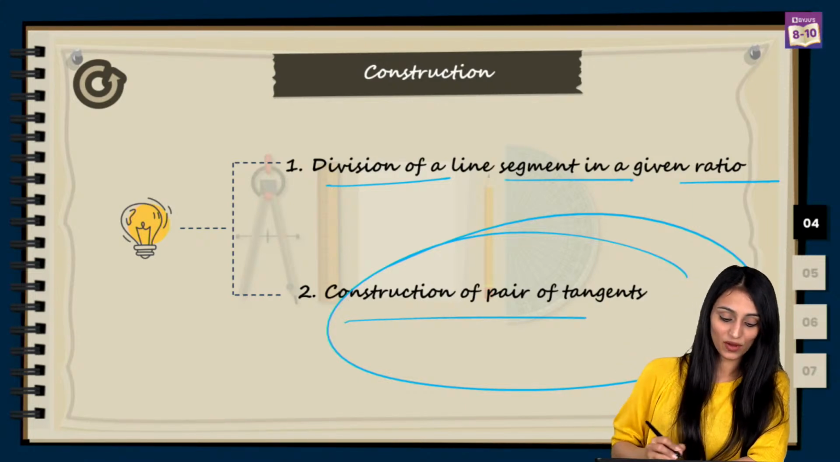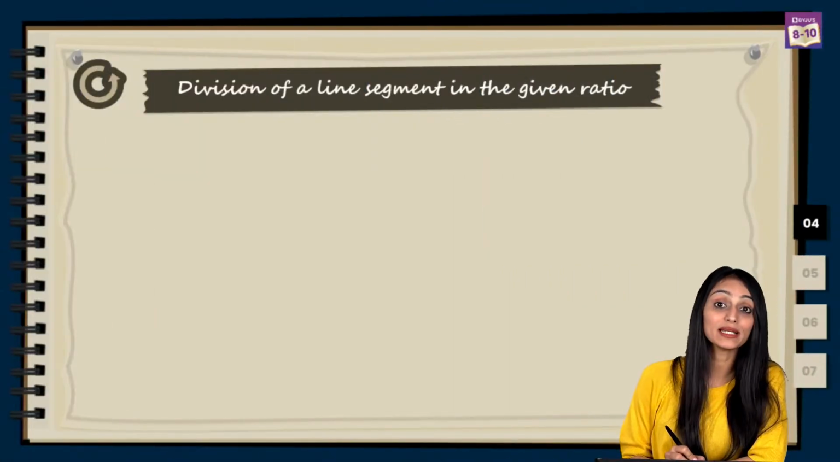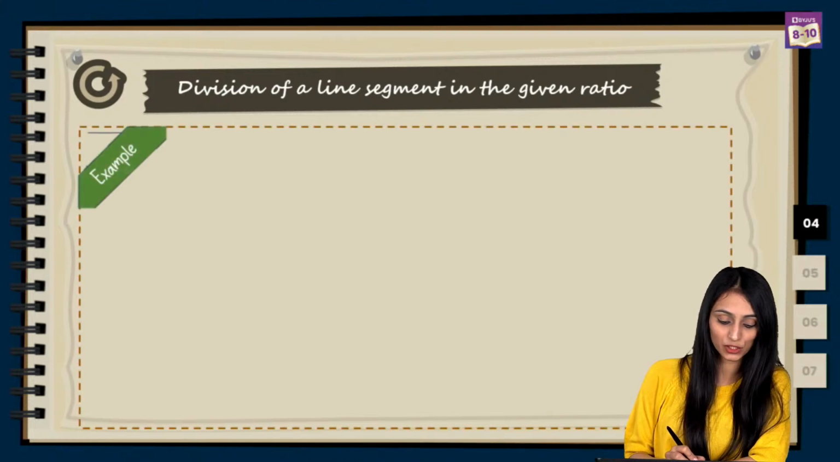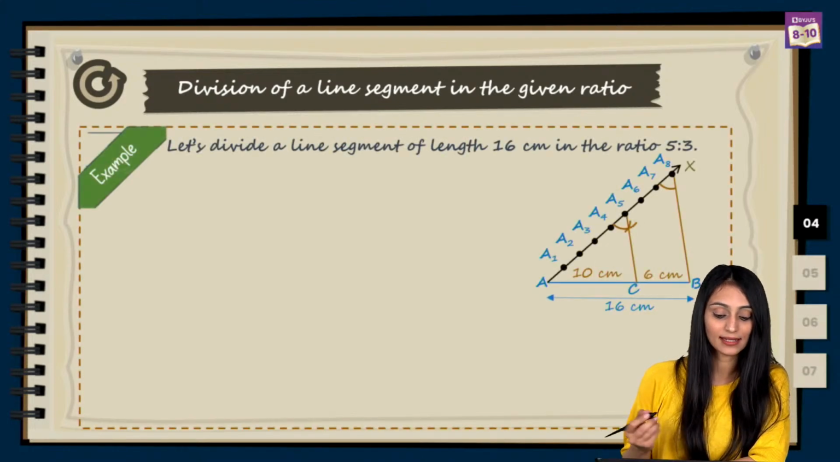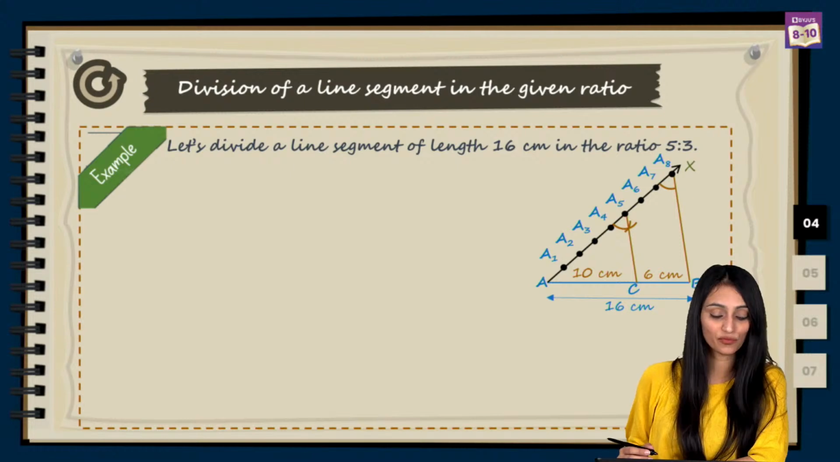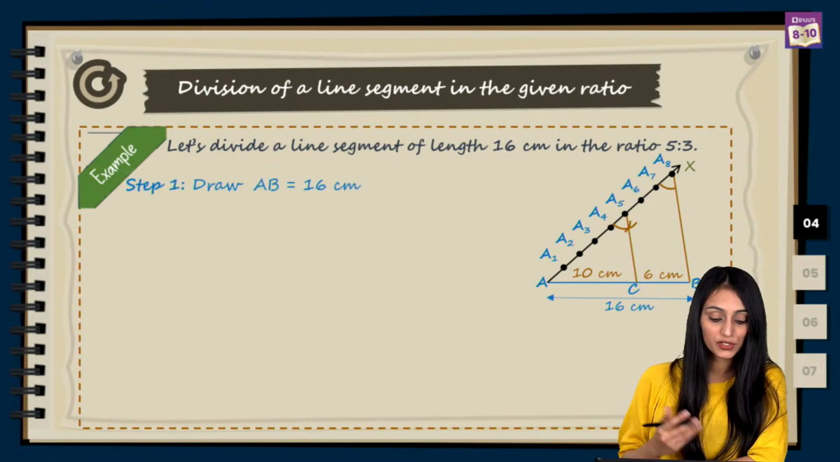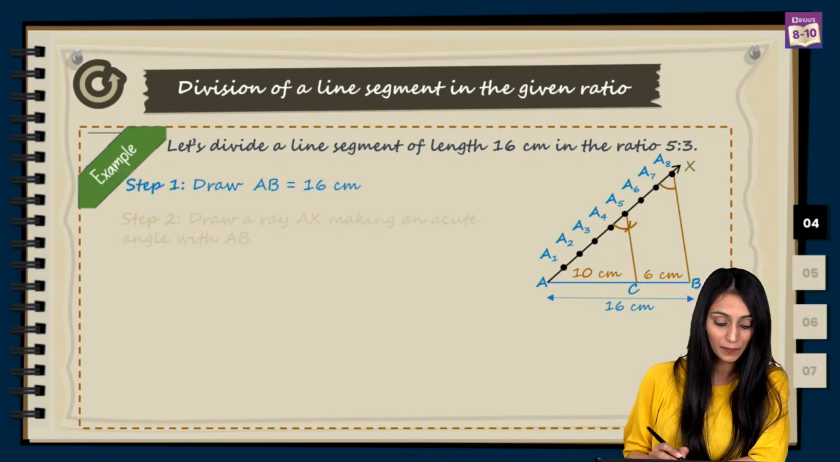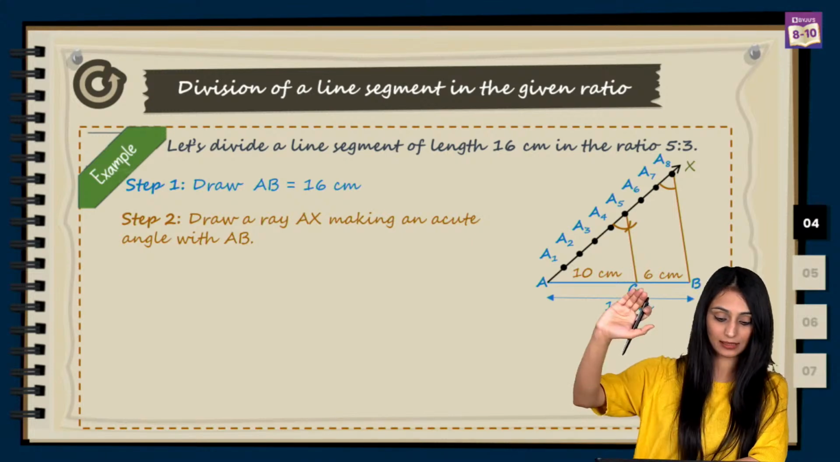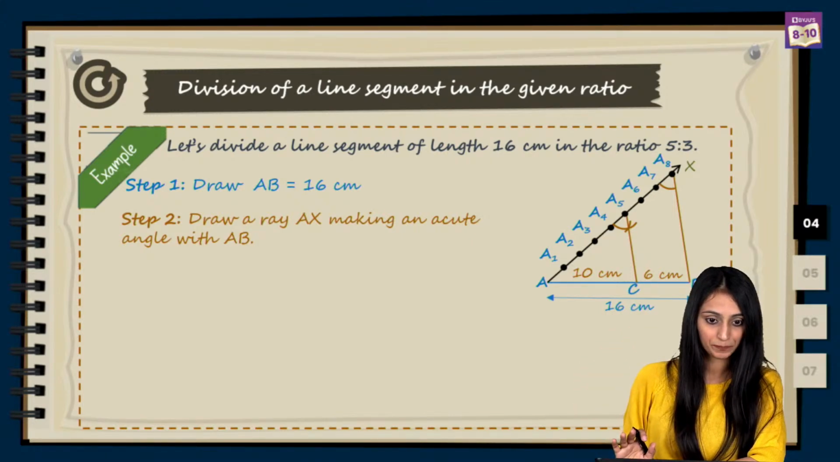All right, let's move ahead. First we'll be discussing division of a line segment in the given ratio. Let's say we divide a line segment of length 16 centimeter in the ratio 5:3. First of all, we draw AB, which is of 16 centimeter. Then we draw a ray AX, making an acute angle with AB.